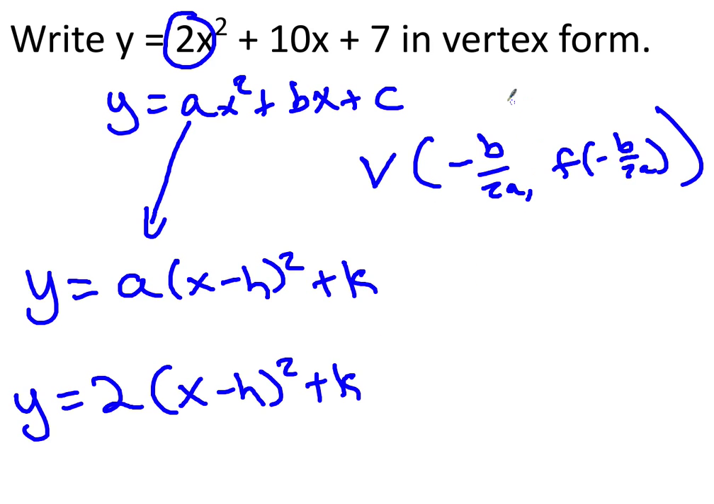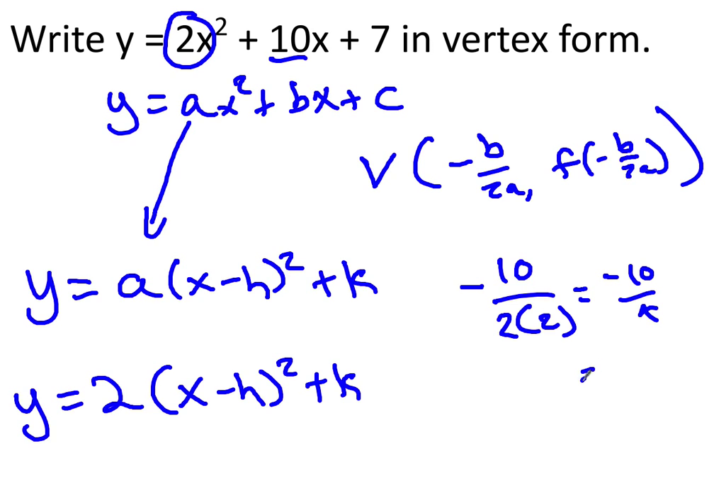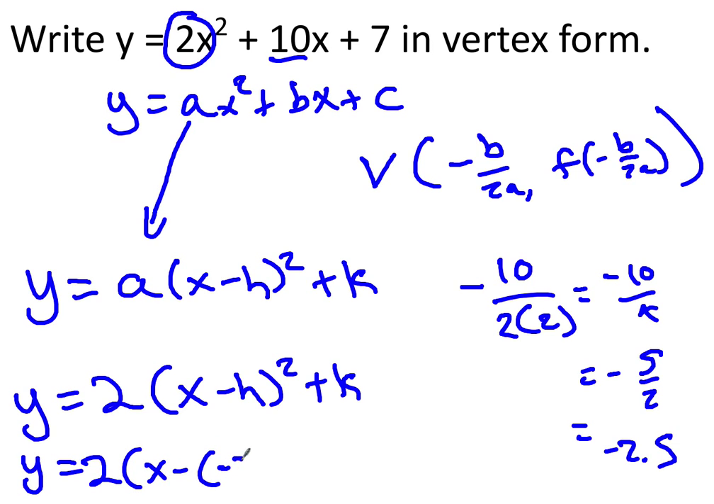H is going to be this value, negative b over 2a. So let's find that. Negative b, b is 10, over 2a, a is 2, is equal to negative 10 over 4, which is negative 5 over 2, or you could write it as a decimal, negative 2.5. So I'm going to plug in negative 2.5 for h now. Y is equal to 2 times x minus h. And I got to find k. K is what we get when we plug negative 2.5 back into this equation.